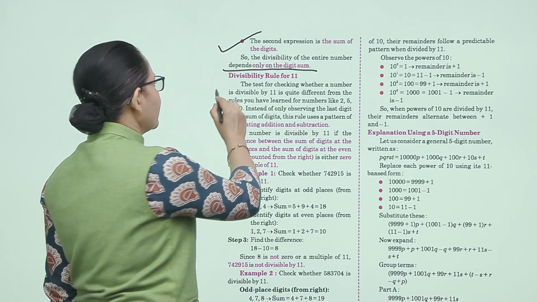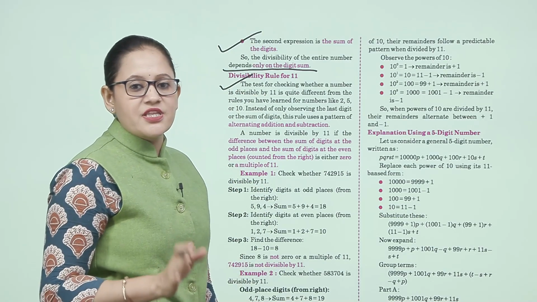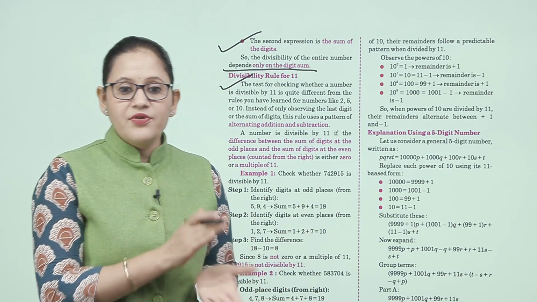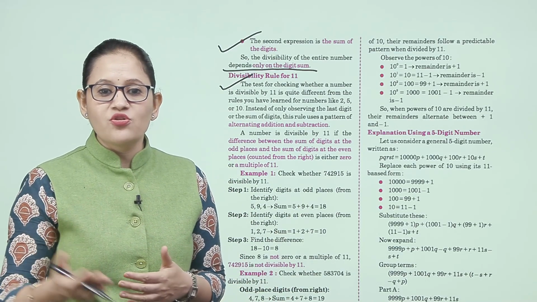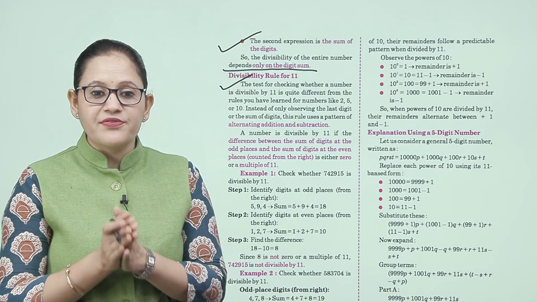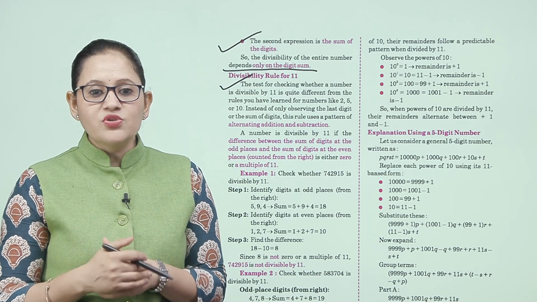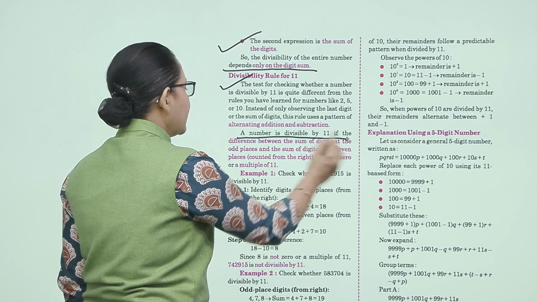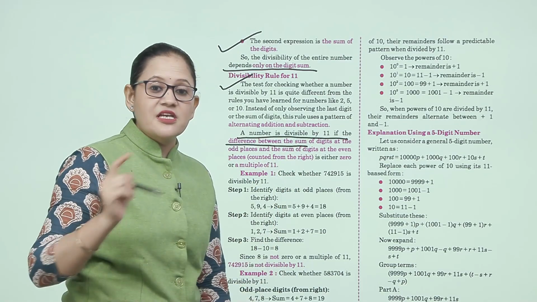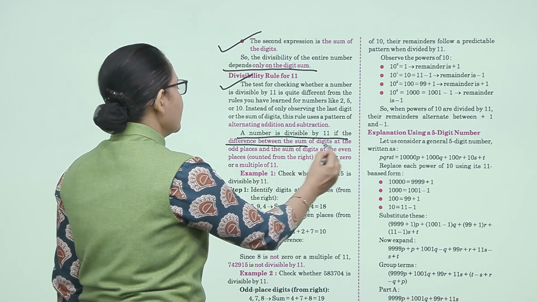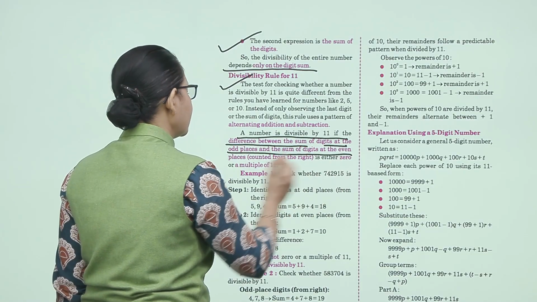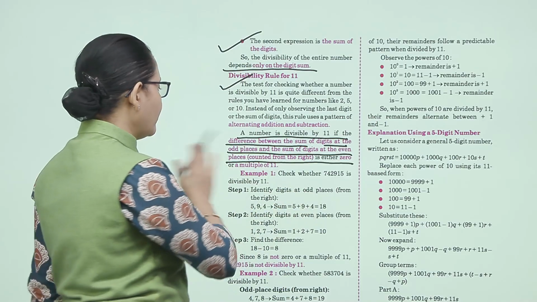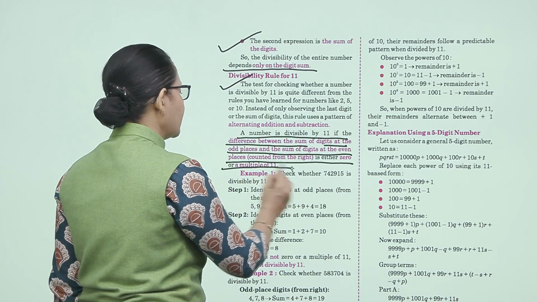Now, divisibility rule for 11. The test for checking whether the given number is divisible by 11 is quite different from the rules you have learned for the numbers 2, 5 and 10. Instead of only observing the last digit or the sum of the digits, this rule uses the pattern of alternating addition and subtraction. A number is divisible by 11 if the difference between the sum of digits at the odd places and the sum of digits at the even places, counted from the right hand side, is either 0 or a multiple of 11.